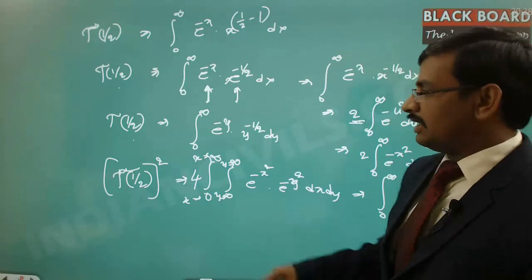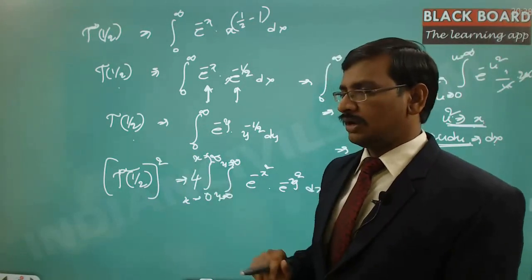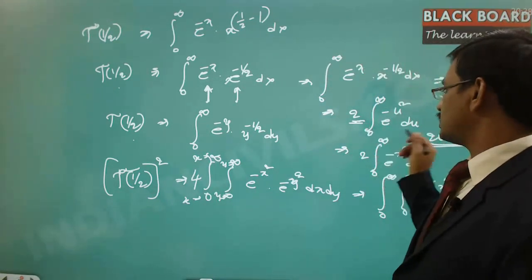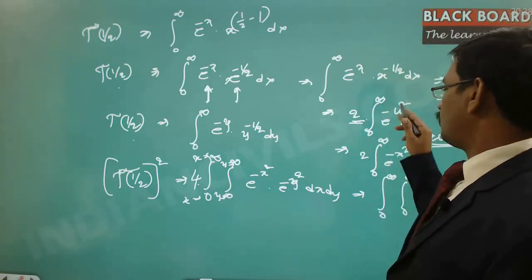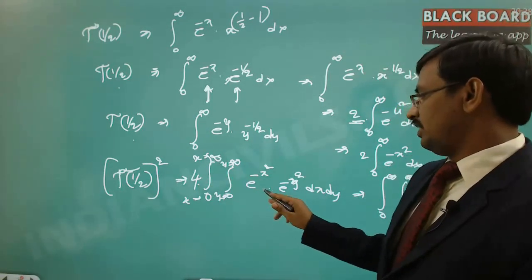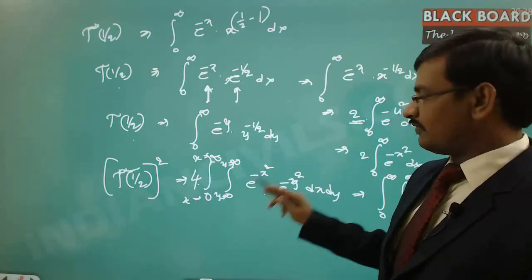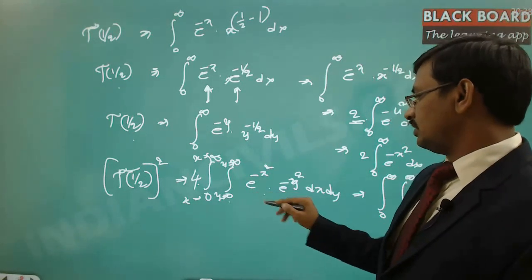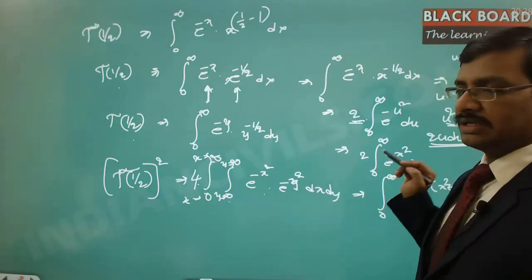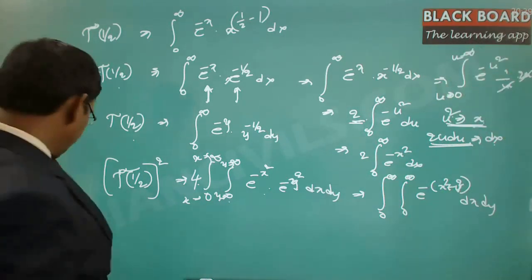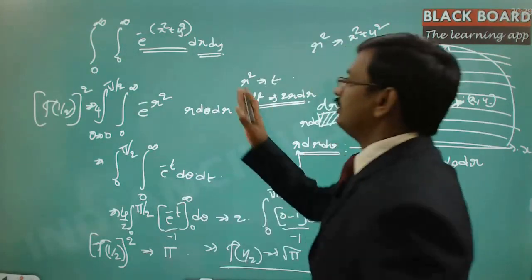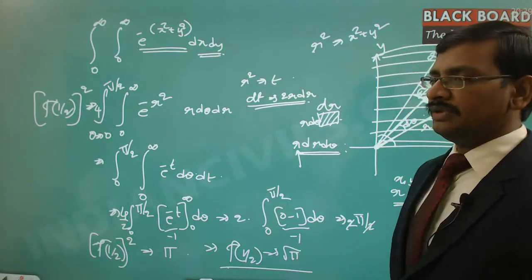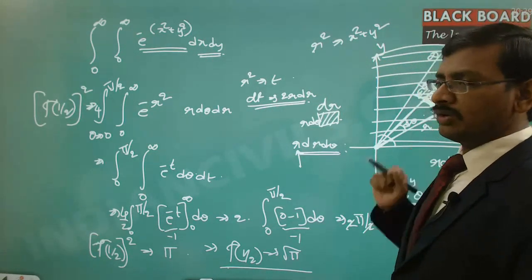When you calculate gamma of 1 by 2 whole square, which is the product of two such functions, 2 into 2 is going to be 4, and then one function is the integral 0 to infinity e power minus x square, and another function is the integral 0 to infinity e power minus y square, dx dy. Got it? Right? Then we have solved the double integral by converting into the polar coordinate system.